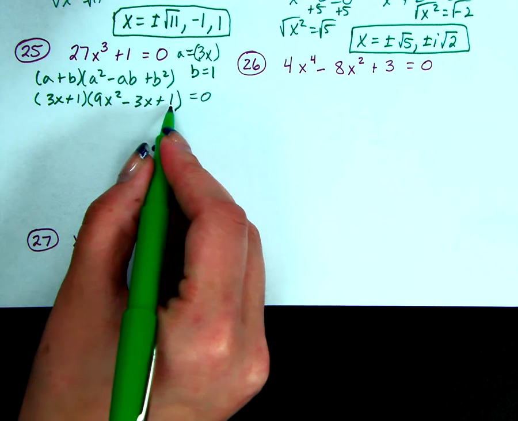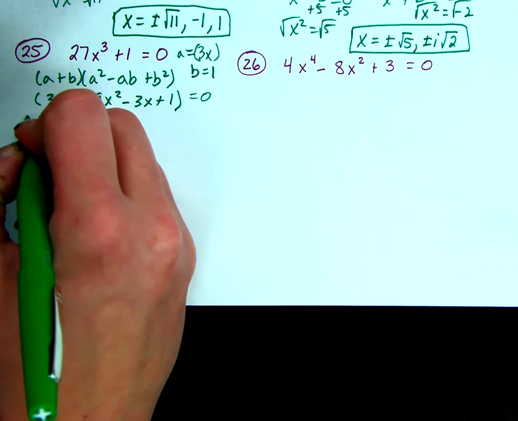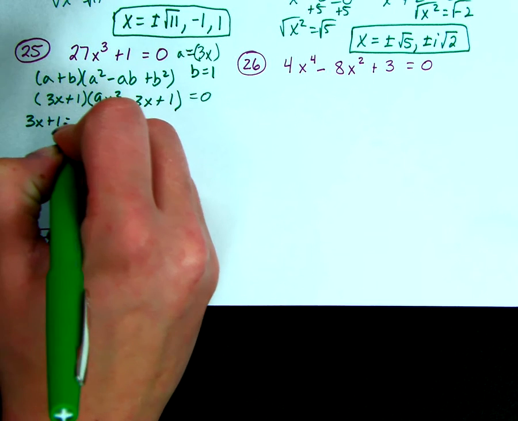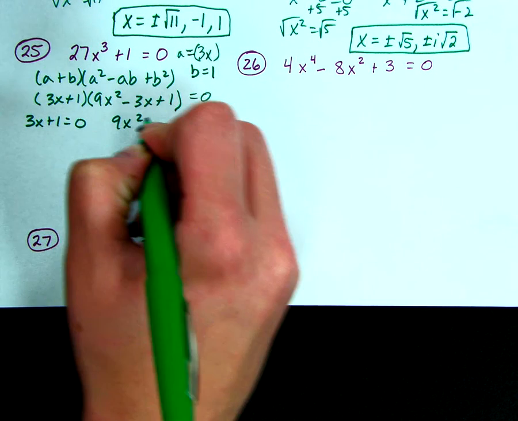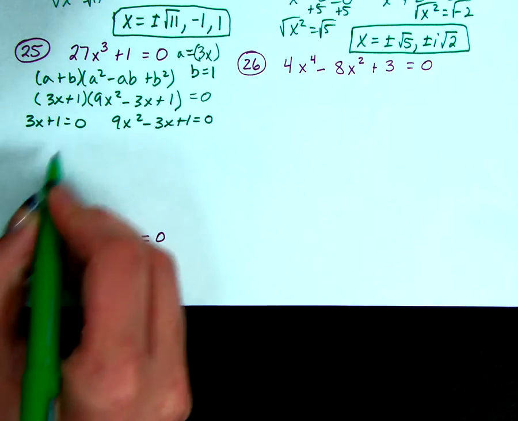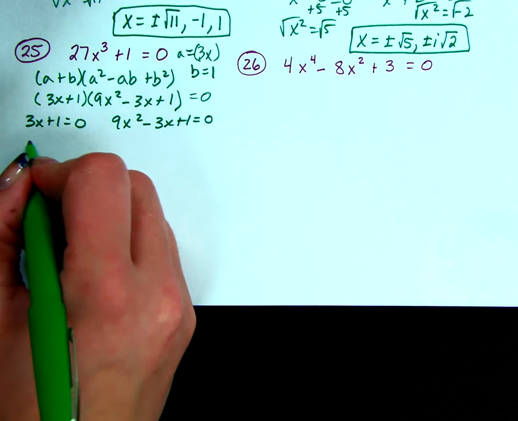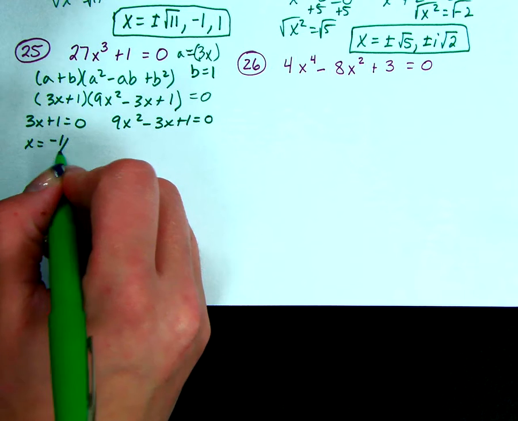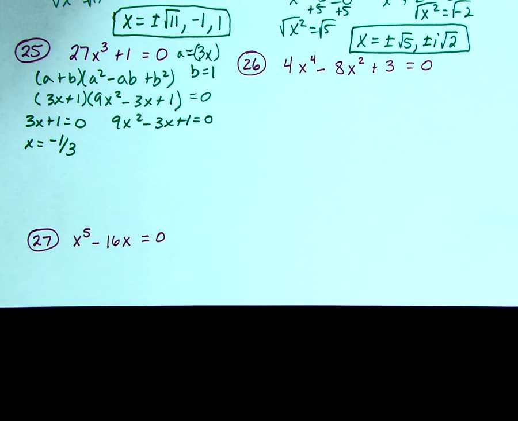So again, this one is prime, so we can't factor it any further, so we're setting each group equal to 0 and solving. So from this one, we're going to subtract the 1 and then divide by 3. So our first answer is negative 1/3.